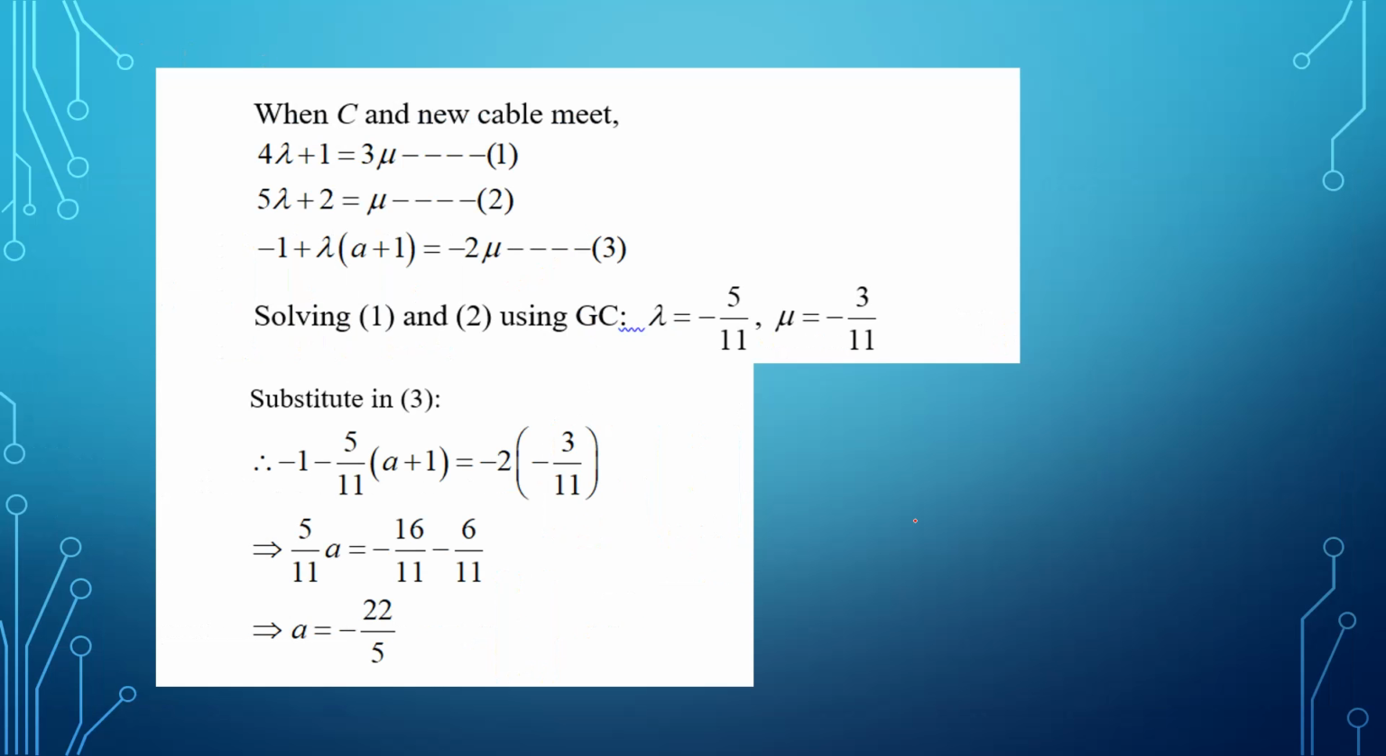What is your next job? Your next job is to find when the cables meet. So you equate the two vector equations together, and you actually will generate 3 separate simultaneous equations. Take note, there are 3 unknowns in these 3 equations. Solving equations 1 and 2 will allow you to solve for lambda and mu. With the lambda and mu that you found in 1 and 2, you can pump back into equation 3 to get your value of a. And that's how you handle the first part of the question.